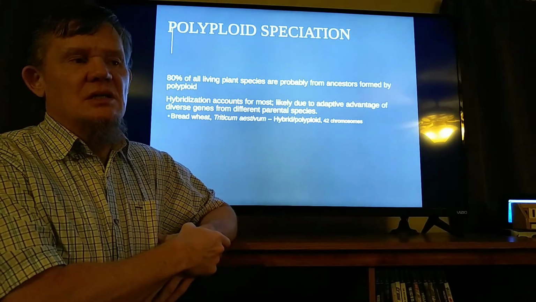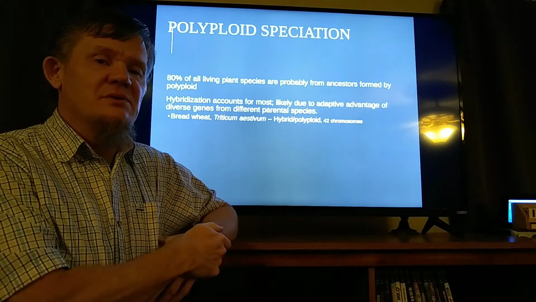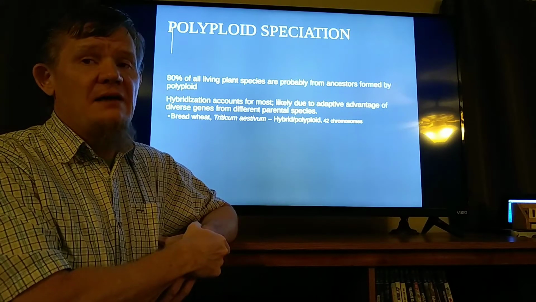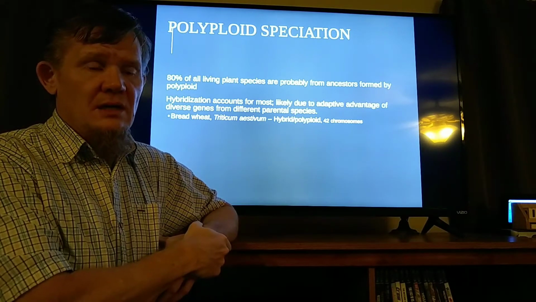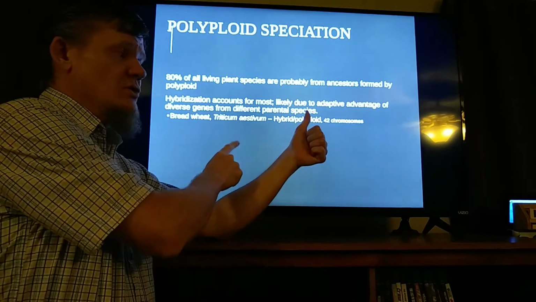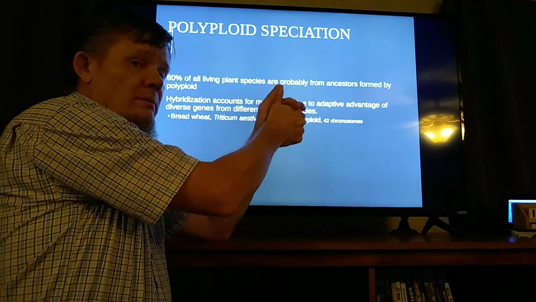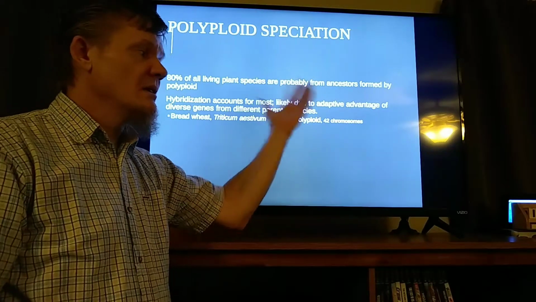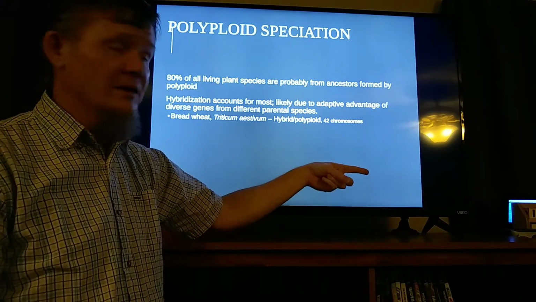Polyploid speciation is when you get accidents in meiosis. Remember that meiosis is supposed to reduce the number of chromosomes from the normal number to half the normal number. And when you do get them to reduce to half the normal number, when the sperm and the egg join together, then you get the normal number. Half plus half means whole. An accident in meiosis means that this one, the half, didn't happen. It didn't go from 2 to 1 like it's supposed to.